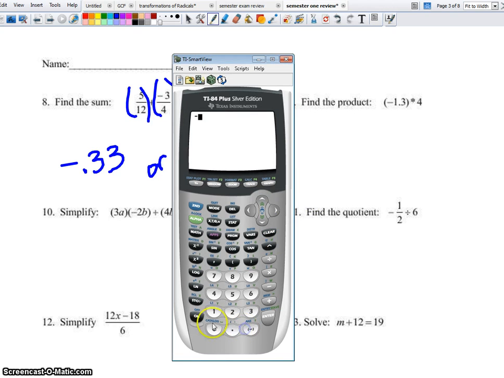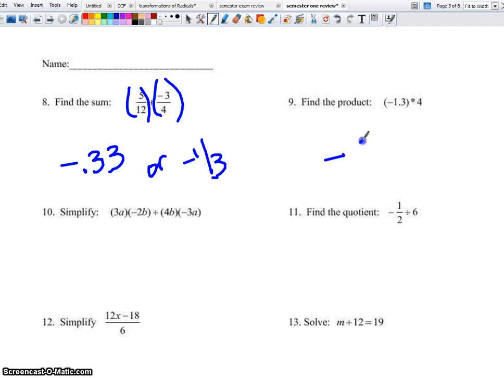You're going to say negative 1.3 times 4, and you get negative 5.2.